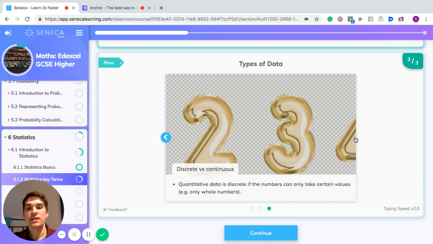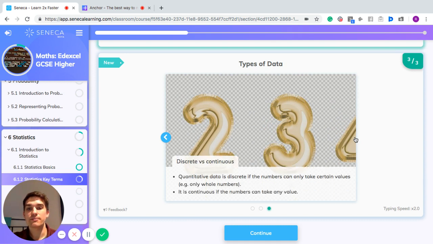You also need to know about discrete and continuous data. Quantitative data, remember, is the one where we're using numbers. It's discrete if the numbers can only take certain values. For example, whole numbers are an example of a discrete set of data because you can't take the numbers in between the whole numbers. A continuous set of data is something that has numbers that can take any value in it.